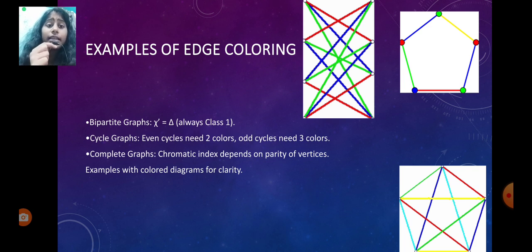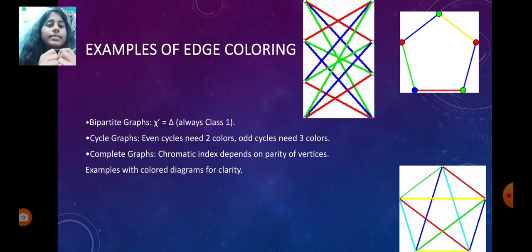The chromatic index of a bipartite graph is Delta. We can see a picture of a bipartite graph here. It has 4 vertices in one set and 4 vertices in another set. So this graph required red, violet and green, 3 colors. It required at most 3 colors, and this is the least number of colors for this bipartite graph.